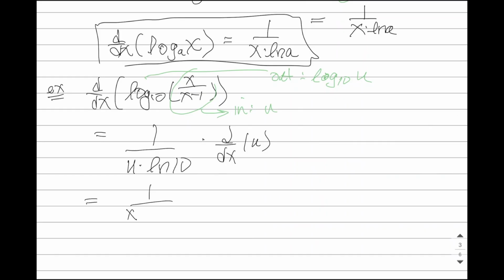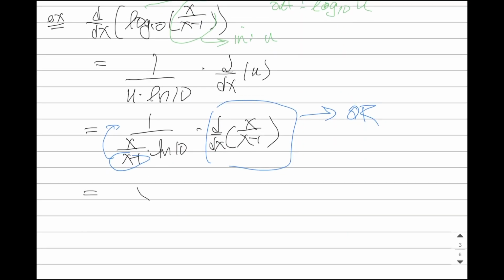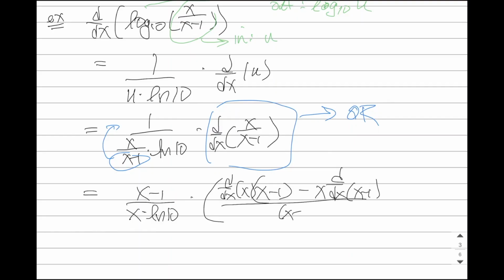And so now I would go ahead and resubstitute for u. So I'll get x over x minus 1 times the natural log of 10 times the derivative of x over x minus 1. This expression, I'll need to use the quotient rule on. This is a multi-level fraction, so I can bring that layer up. And so I'll get an x minus 1 over x times the natural log of 10. Quotient rule says the derivative of the top times the bottom function, subtract the top times the derivative of the bottom, all over the bottom function squared.